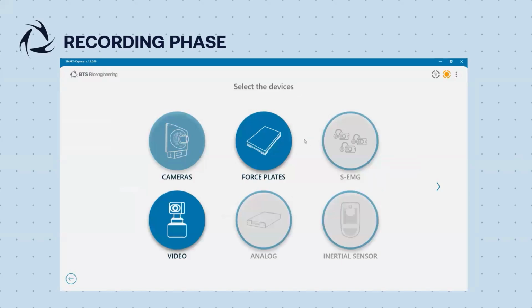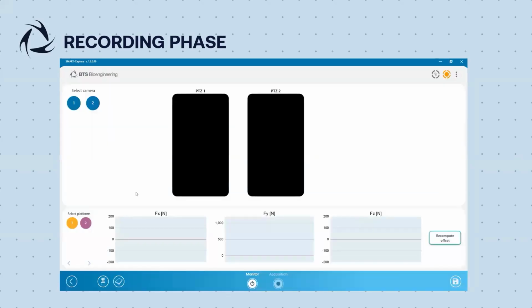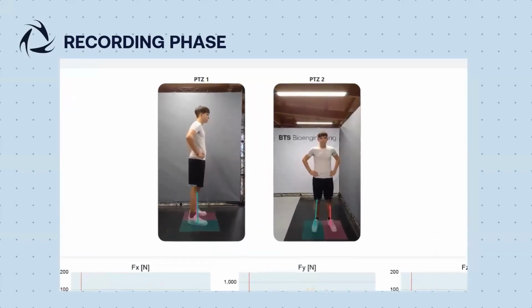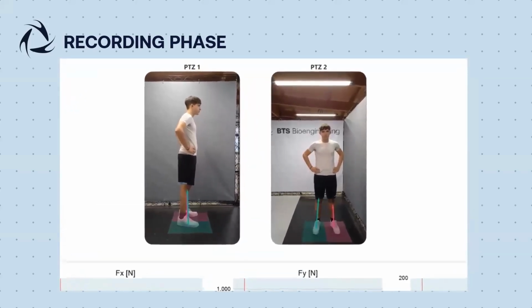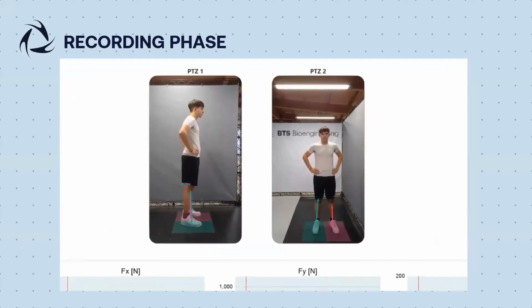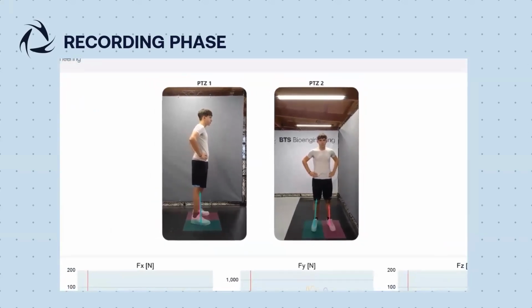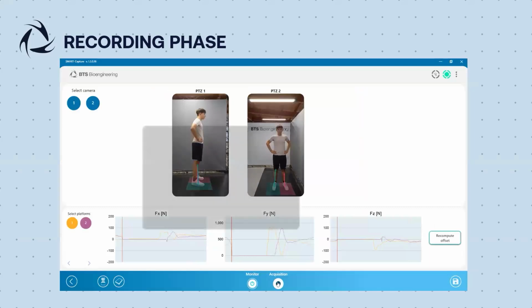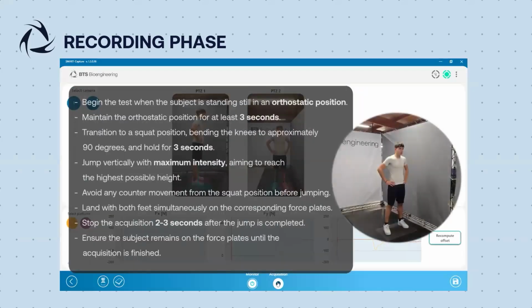Select the devices needed to acquire the trial, in this case force plates and video. Click on Monitor and ask the athlete to go to the podium. The subject must be positioned on the platforms in front of the camera that makes the frontal plane framing. The subject's arms at sides, one foot on each platform or group of platforms, and with the heels aligned. Once the subject has risen on the force plates and is standing still in an orthostatic position, it is possible to begin the acquisition of the test.